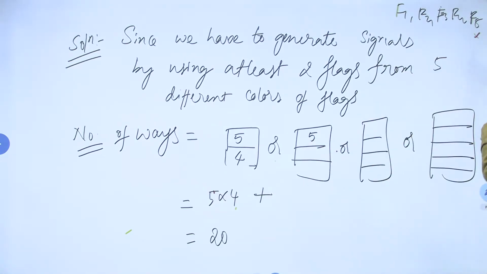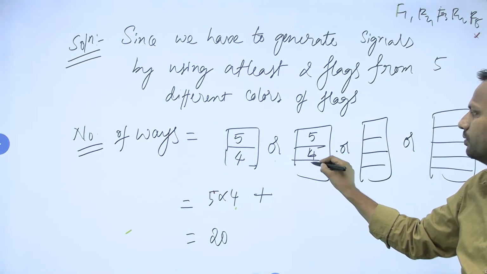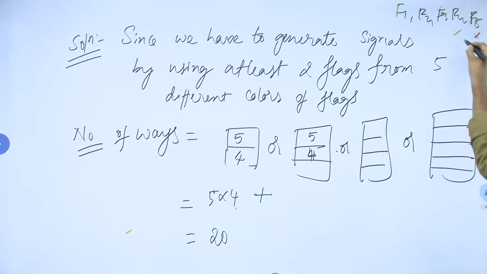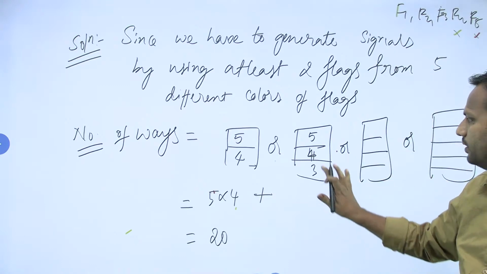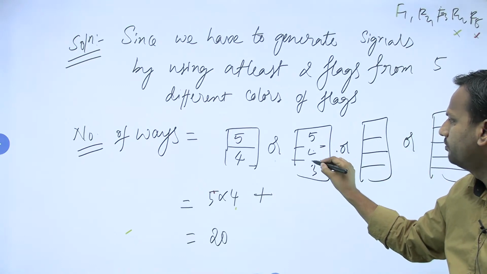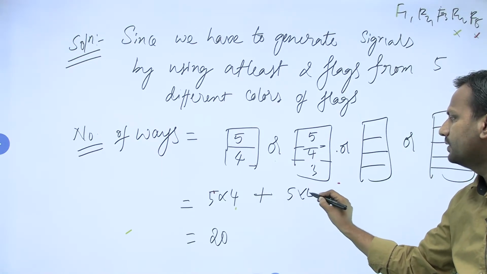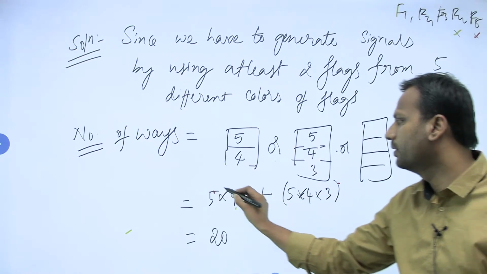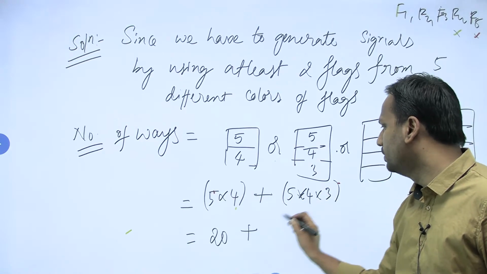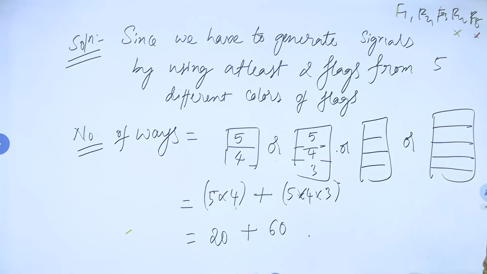If I have chosen the fifth one, how many are left out to generate a signal? 4, right? Next, if I have taken F4, how many flags are left out? 3. Got it? So 5, 4, 3. So by taking 3 flags, in how many ways can I generate the signals? 5 into 4 into 3 by the FPC rule. 5 4s are 20, 20 3s are 60. In 60 ways, I can generate the signals by taking 3 flags.